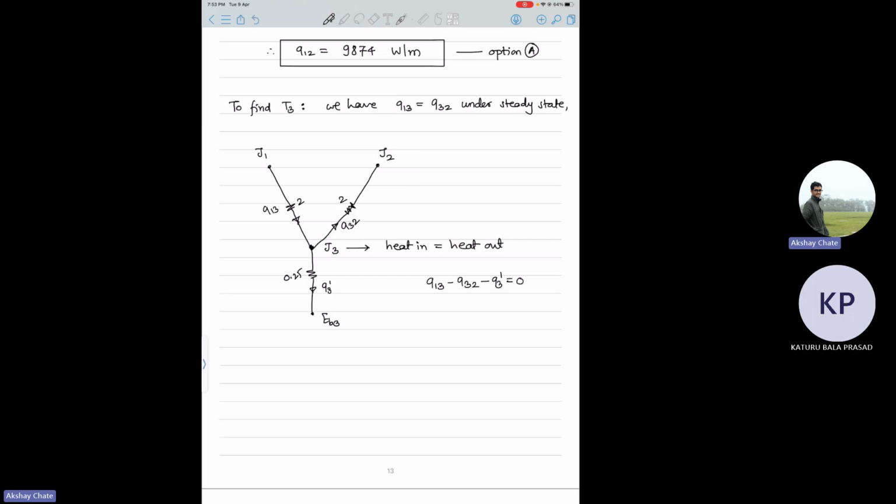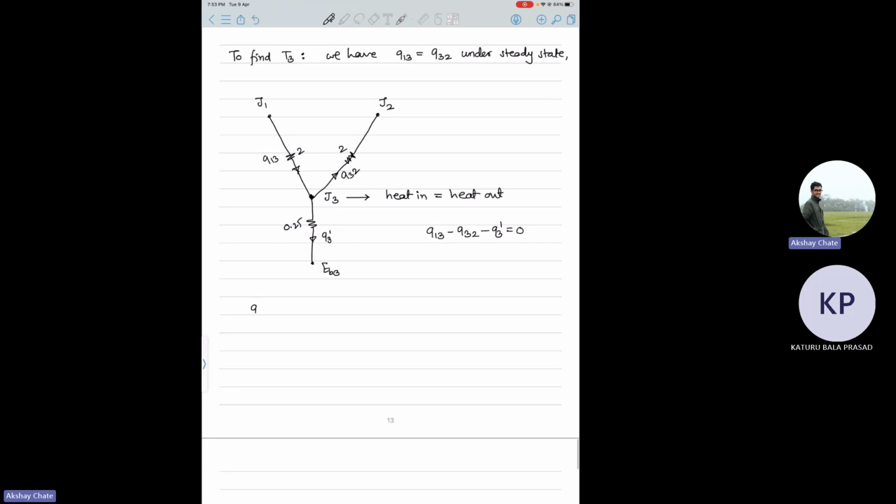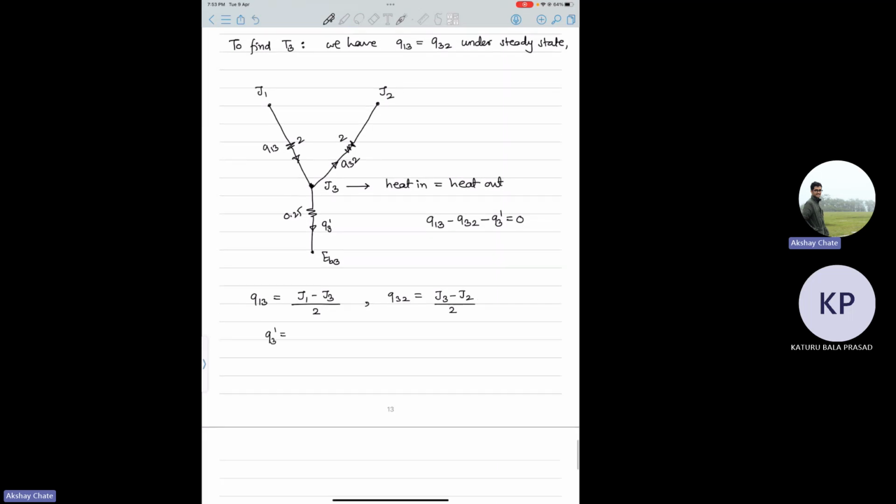So if you do the radiation energy balance on this J3 node, okay, what is Q1 to 3? It is nothing but J1 minus J3 divided by 2. What is Q3 to 2? It is nothing but J3 minus J2 divided by 2. And what is this Q3 dash? It is nothing but J3 minus EB3 divided by 0.5.